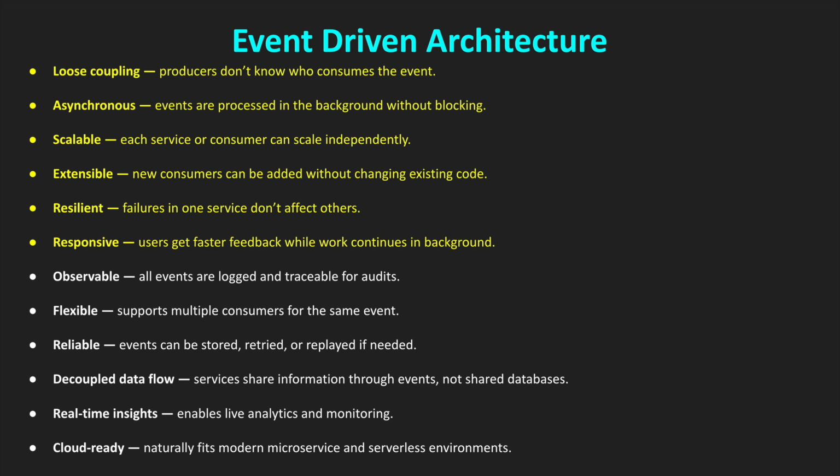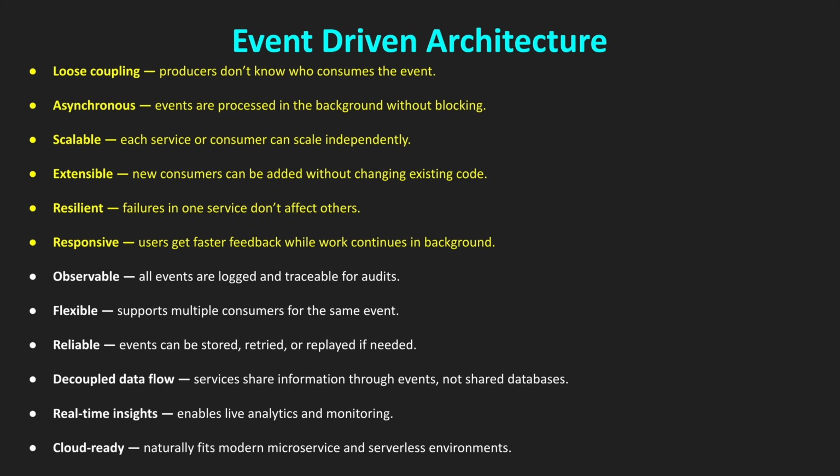One of the most important ones is that it's asynchronous. What that means is that the events are processed in the background without blocking. As far as the producer is concerned, producers produce the event, and it's up to the downstream systems to consume those events and process them properly. Another one is scalability. Each service or consumer can scale independently. Let's say we want to consume more messages on the payment system side, so we can scale that independently.